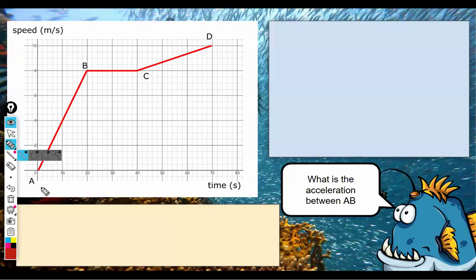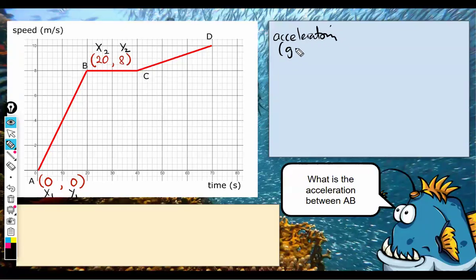So just finding gradient as usual. A is (0, 0). B is (28, ...) 20 on the X, 8 on the Y. Okay. So X1, Y1. X2, Y2. Right? I think everyone is getting the hang of finding gradient now, right? So in a speed time graph, acceleration, right? Gradient.